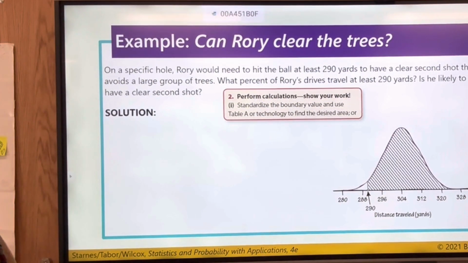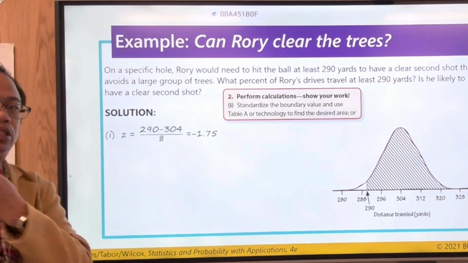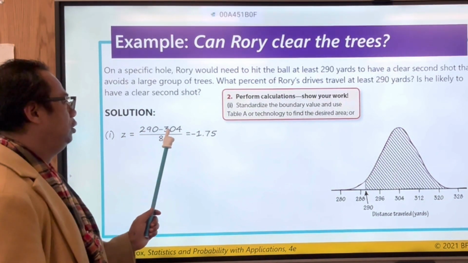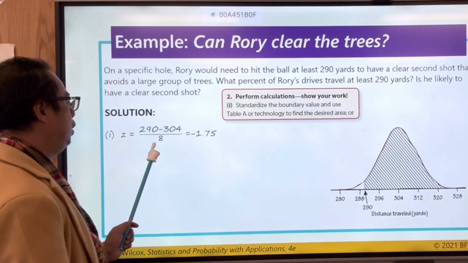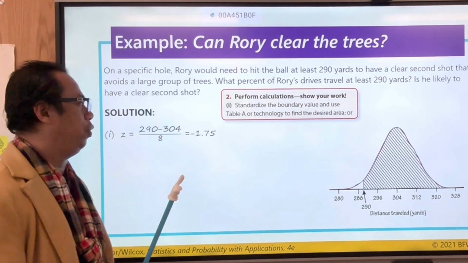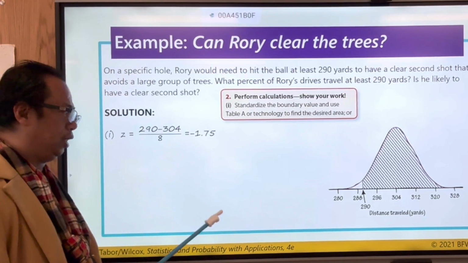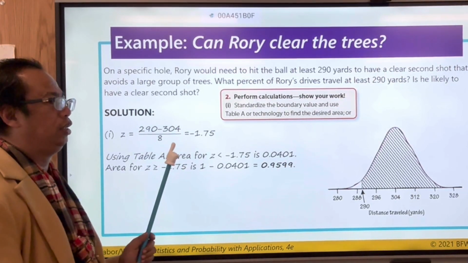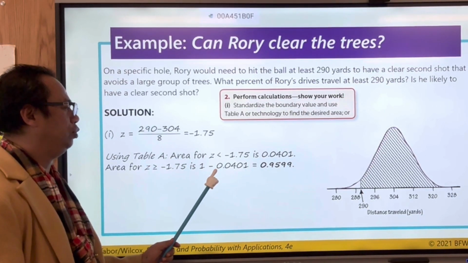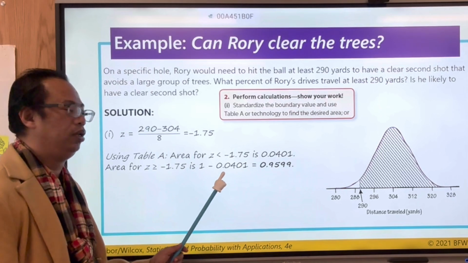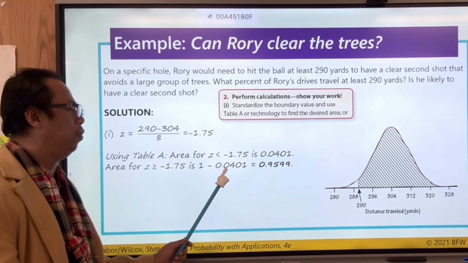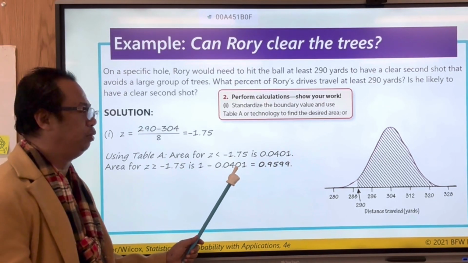The next part is we calculate the z-score. The 290 is the x value, the mean is 304, and the standard deviation is 8. The final answer is negative 1.75. Again, what have we done? We get the table and get the value. Using your table, don't forget, we get 0.0401. We get this from the table.